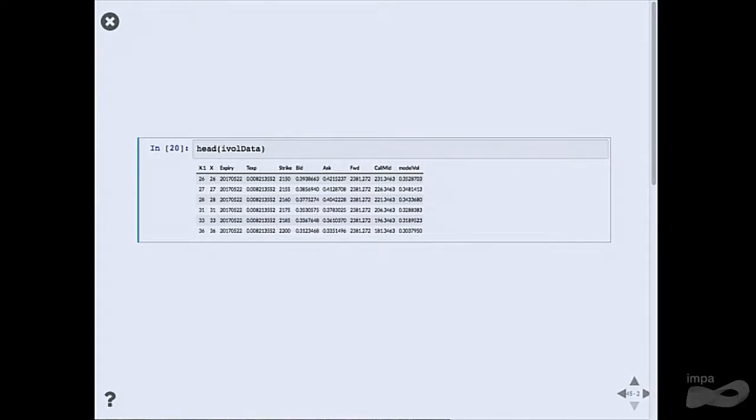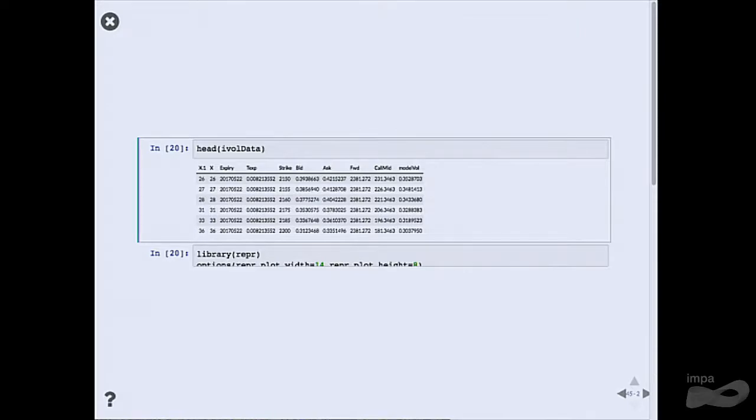So what does my raw data look like? If you want to use my plot iVols function that allows you to visualize the vol surface, your data needs to be in this format. Specifically, we don't care about these. You need to have time to expiration in years. You need to have the strike, the bid vol, the offer vol, the forward price. You don't need these, but you need model vol if you want to superimpose the model fit.